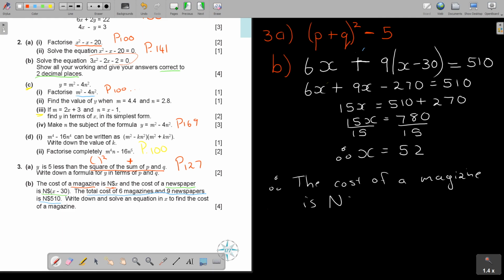is $52. Okay, if they were asking what is the cost of a newspaper, then it would be 52 minus that 30, and that would have been then 22. Okay, but that was not the question. So always read your question at the end, especially in word sums, and make sure you answer the questions. Okay, and this is the exercise about algebra equations.